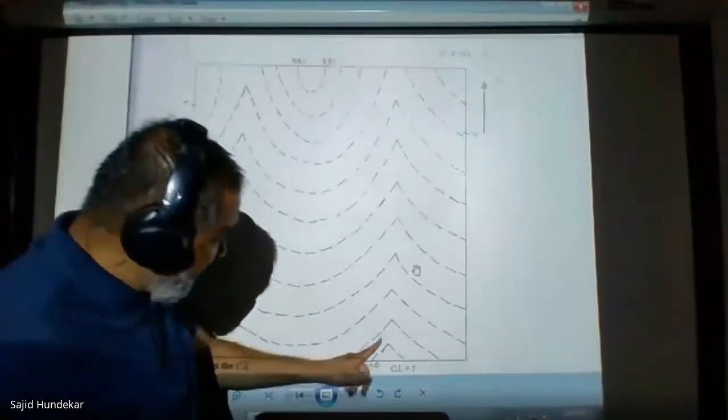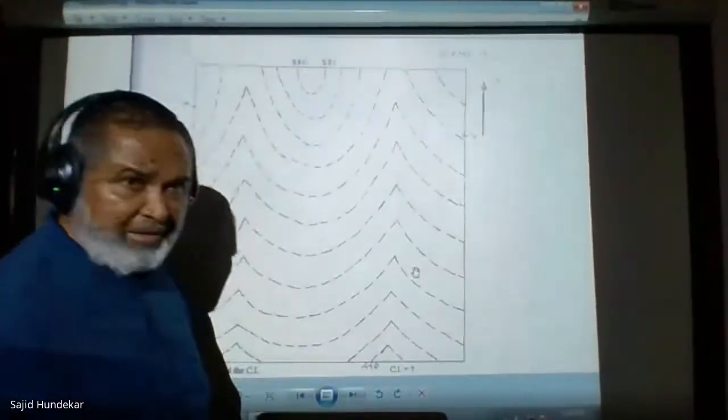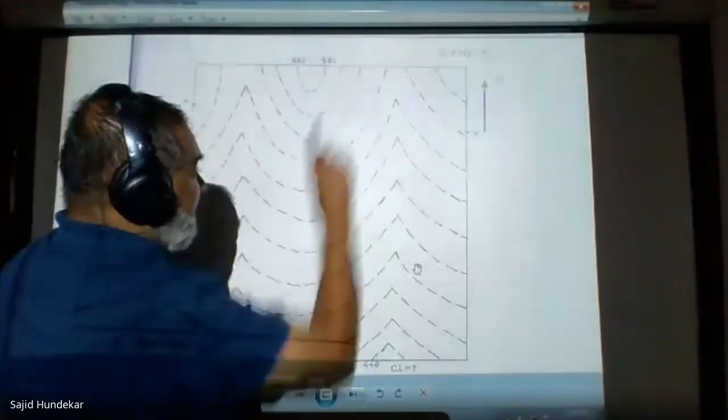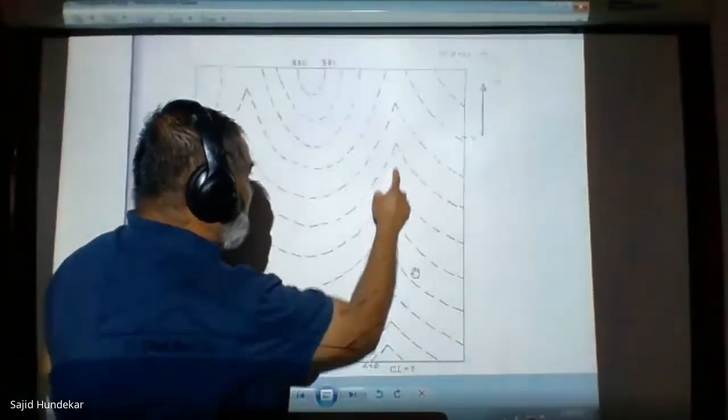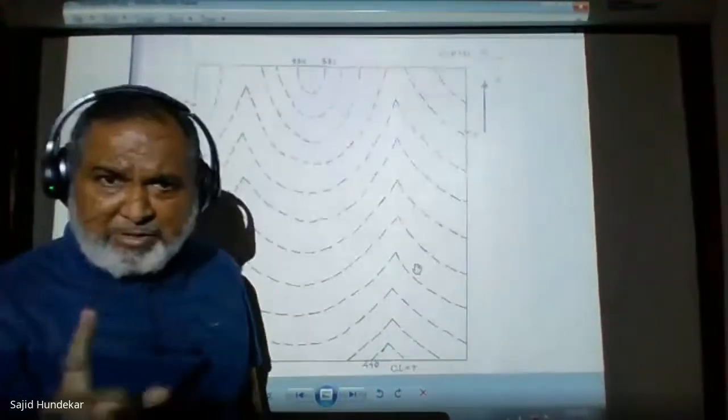The rule says, whenever a value is there, this is the value. The highest point will be here. So go on increasing the values on this side. That is a simple first rule.